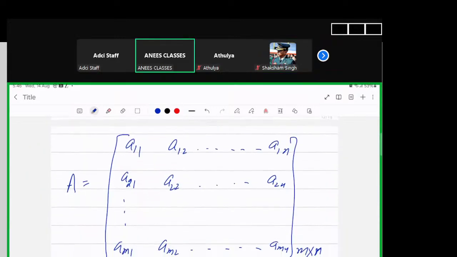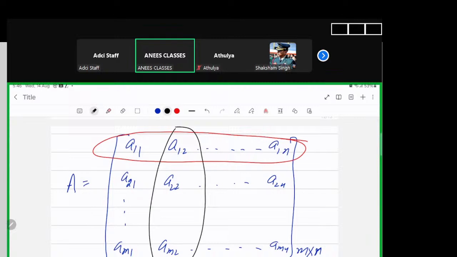You know what is the row and what is the column? I already explained this in determinants. Horizontal lines construct the rows and vertical lines construct the columns. From top to bottom, I will take the number of rows: first row, second row, third row. From left to right, I will consider columns: first column to nth column. Understood? Yes, sir.